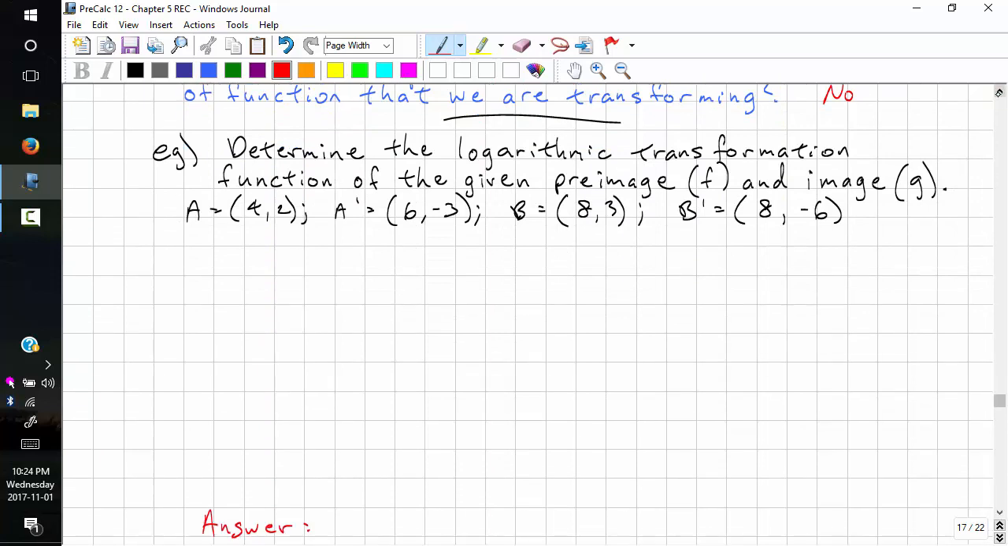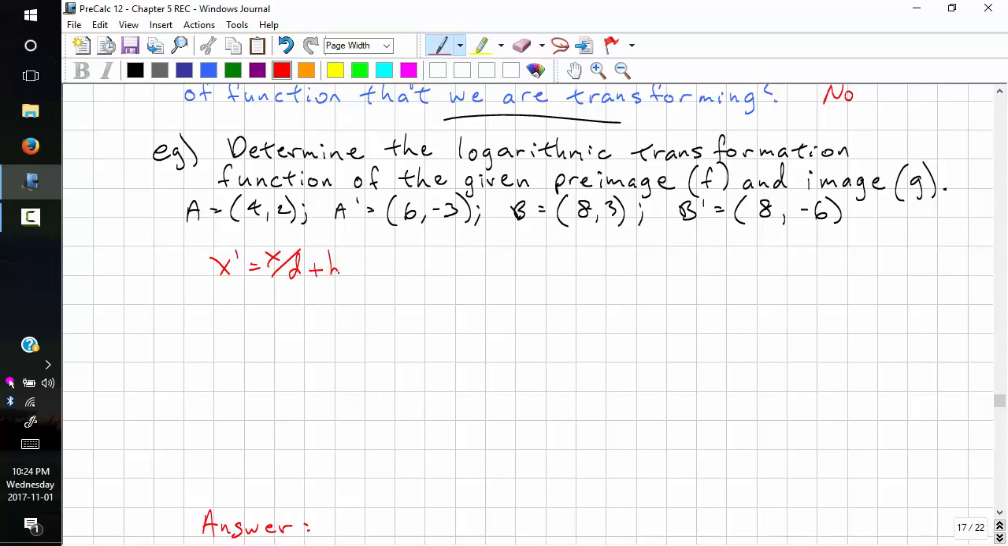And one last problem. Determine the logarithmic transformation of the function given the preimage f and the image g. We have A prime, B prime. All the primes are going to be for the image, and the ones that don't have the prime are the preimage. So we just use our formula. X prime equals x over d plus h.